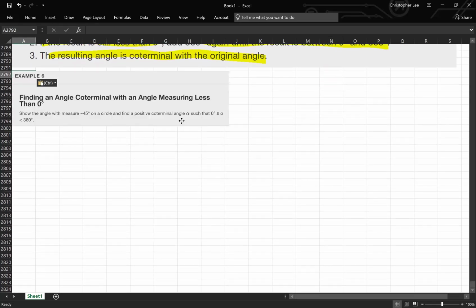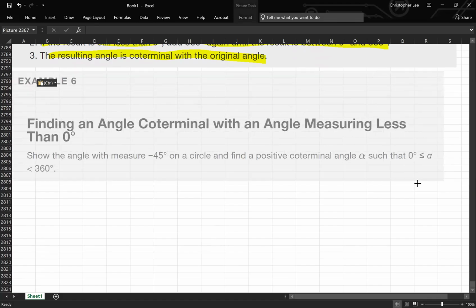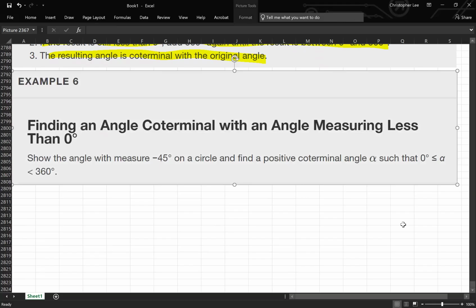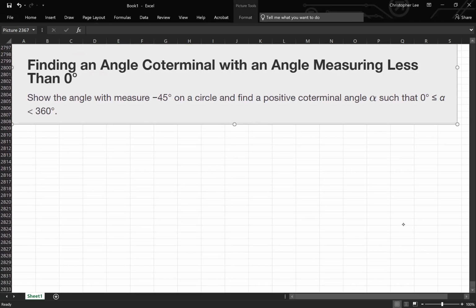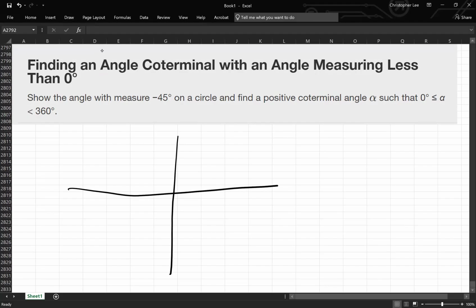Since you asked about it, let's look at this example. Finding an angle coterminal with an angle measuring less than 0, right? So this is negative 45 degrees. Hold on, let me get my pen. Negative 45 degrees. This is 0 right here. This would be negative 90, negative 180, negative 270, and this is negative 45. I know that negative 45 is right here. That's negative 45 degrees.